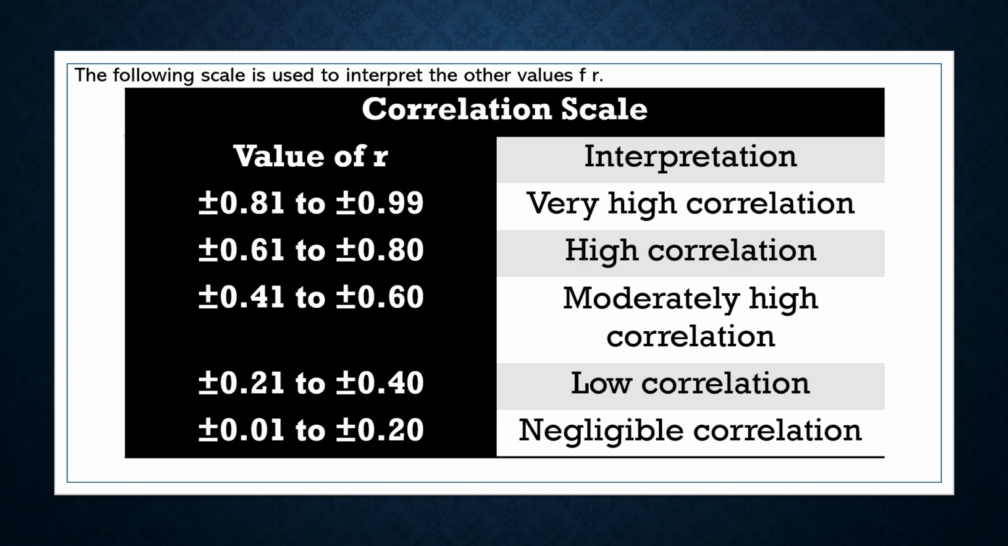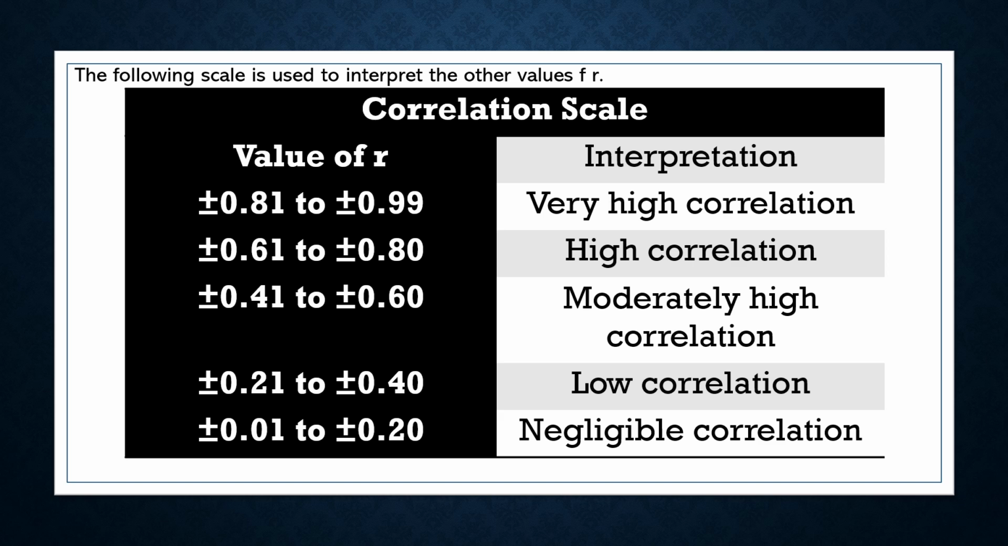If the value of r falls in the range positive or negative 0.81 to positive or negative 0.99, it implies that you have very high correlation. If the value of r falls in the range positive or negative 0.61 to positive or negative 0.80, your interpretation will be high correlation.